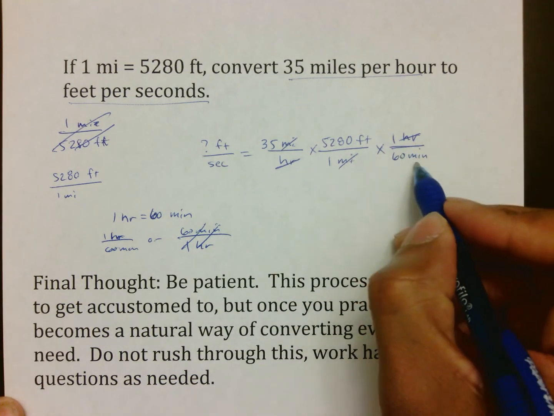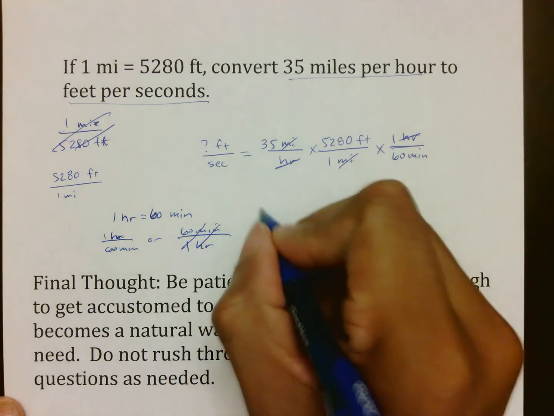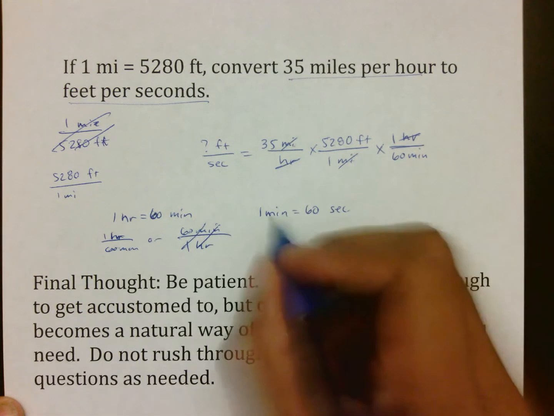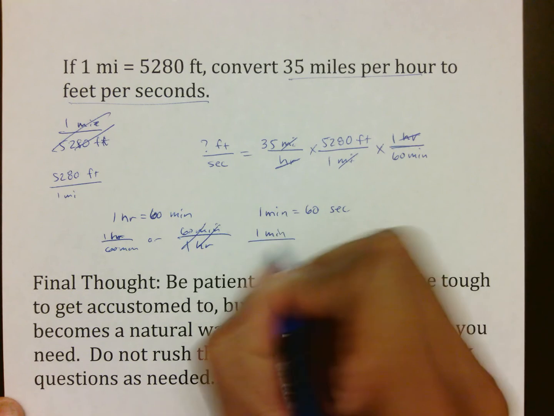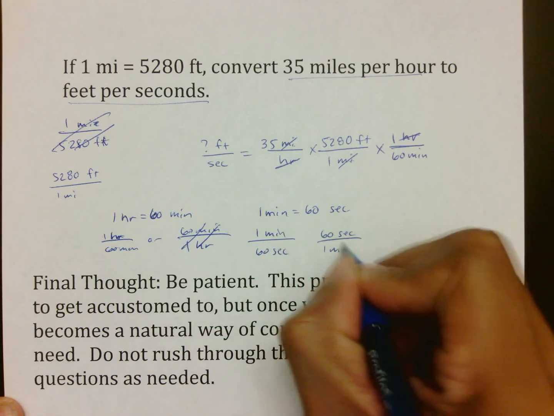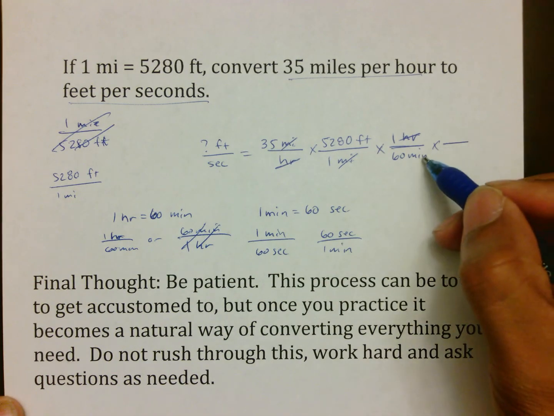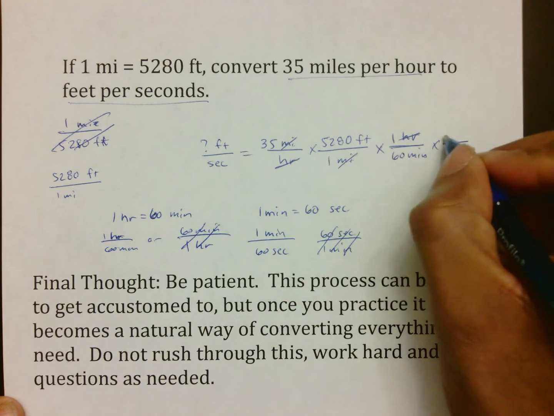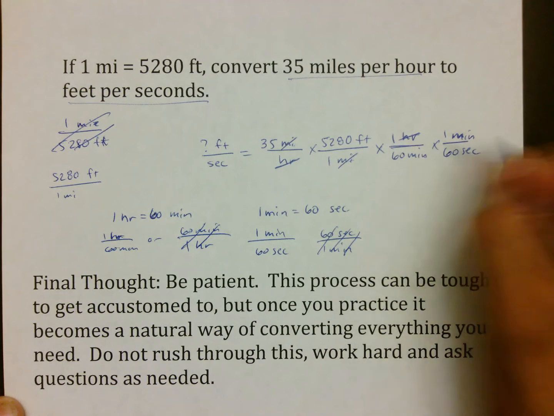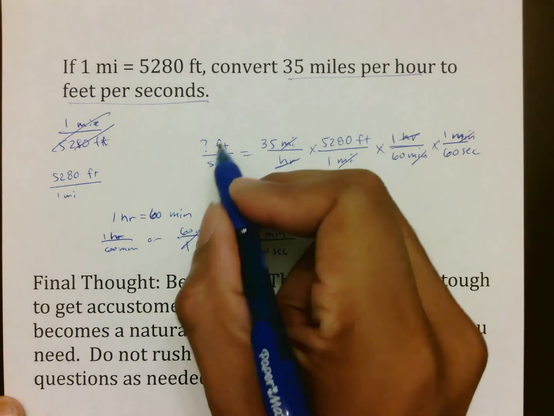Now we have minutes on the bottom, but we still don't want minutes, we want seconds. So guess what we have to do now? We have to look at the minutes part, which is that 1 minute equals 60 seconds. And because of that, we have two ratios, 1 minute over 60 seconds, or 60 seconds over 1 minute. Because minutes is on the bottom, it means that we want minutes to be on the top, which means that this ratio is no good. I want 1 minute over 60 seconds. And notice that your minute parts cancel. Seconds is on the bottom, which is what I want. Feet is on the top, which is what I want.